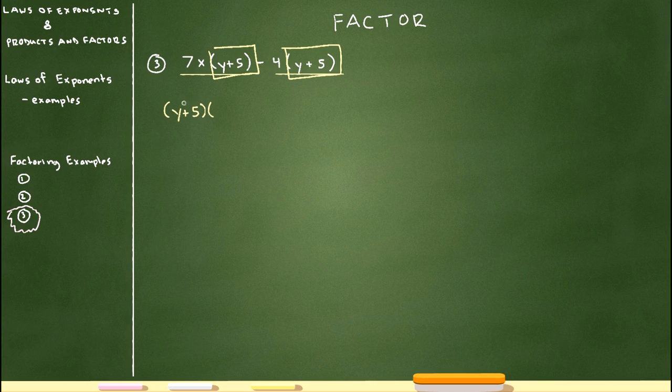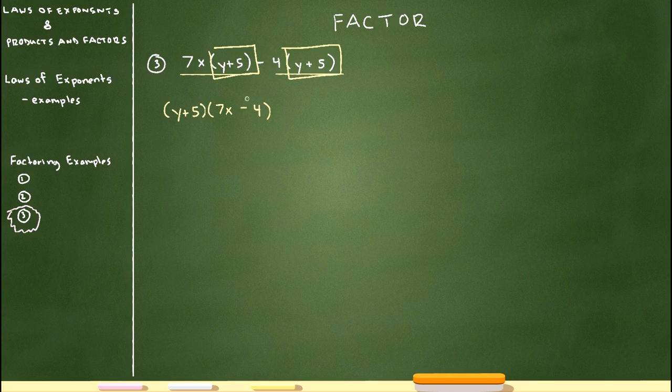And now, y plus 5 times what will give me this first expression? Well, we need the 7x here. And then we drop our minus sign. And y plus 5 times what will give me the second expression? Well, we need the 4 there. And also you could think about it as this first expression, if you divide out the y plus 5, you get 7x. And for this second expression, if you divide out the y plus 5, you get negative 4. And if you do this multiplication, you'll see we indeed do get this expression.